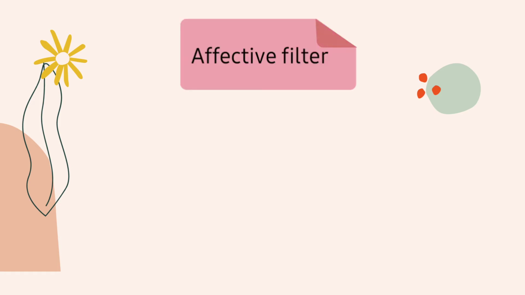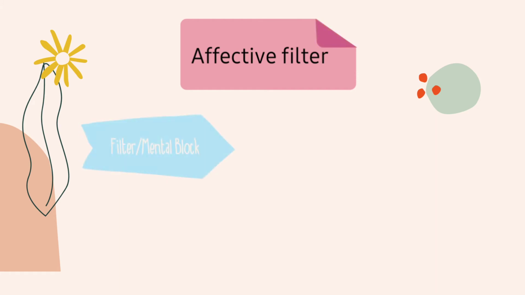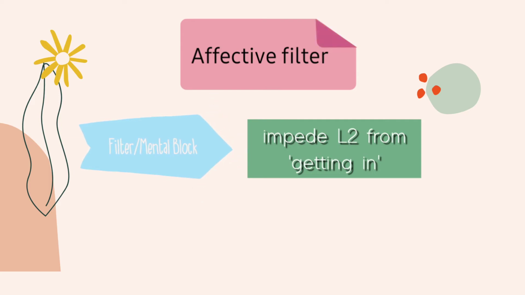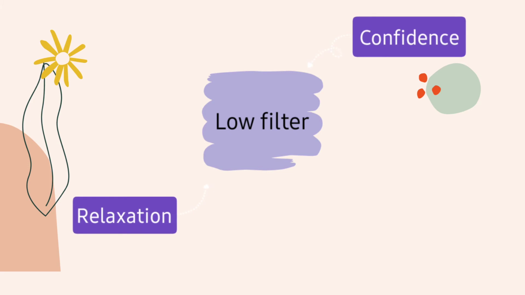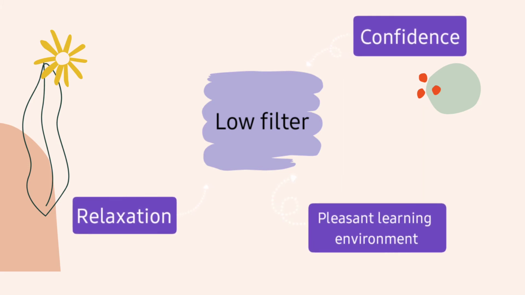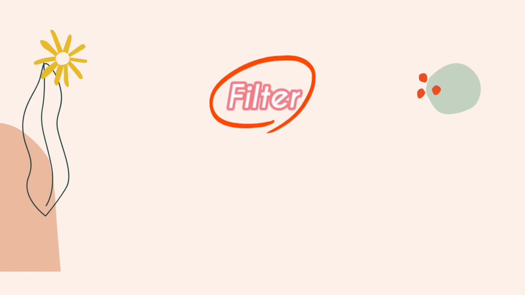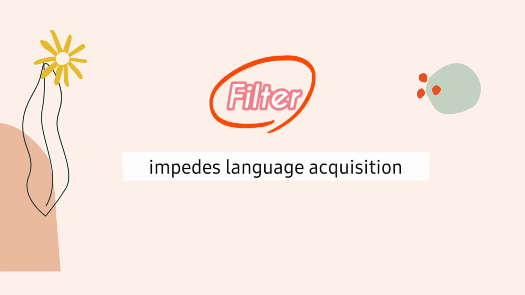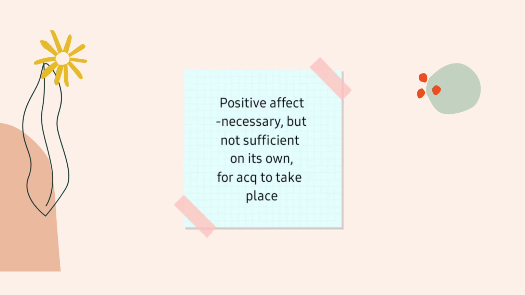Another is the affective filter hypothesis, which is the learner's state of mind or disposition. There exists a filter or mental block that impedes second language from getting in. The filter is associated with relaxation, confidence to take risks, and a pleasant learning environment. In other words, when the filter is up, it impedes language acquisition. On the other hand, positive affect is necessary but not sufficient on its own for acquisition to take place.